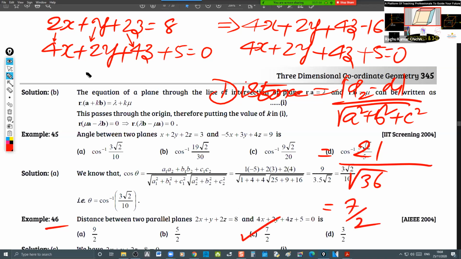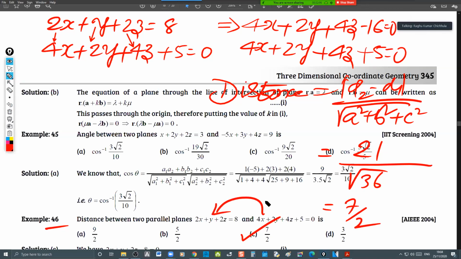So what is the twist that is to be observed, particularly in the objectives? You may know the formula, but you should never forget, the coefficients must be made equal. Unless the coefficients are made equal, you cannot apply the formula directly. Either you have to multiply this with 2 or divide this with 2. Whatever you do, both are the same. In this case, I multiplied the first plane with 2 and made the coefficients equal. Then I applied the formula.